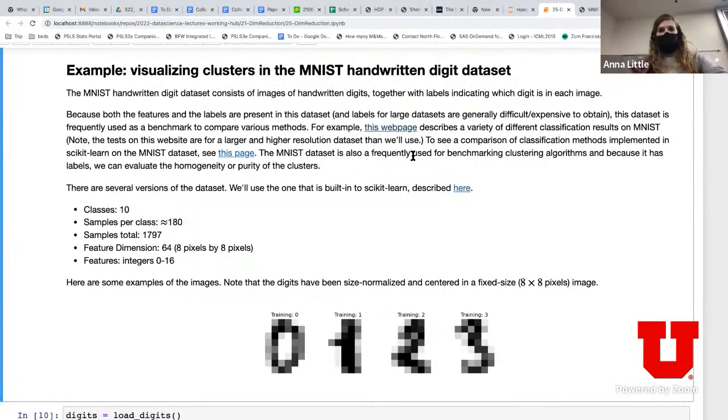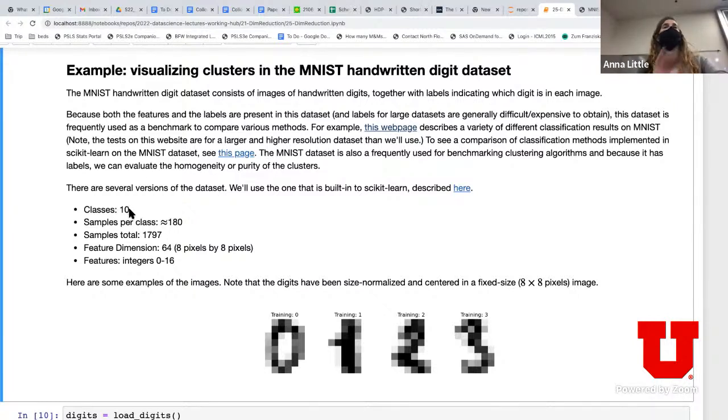That summary is based off of a higher resolution data set than the one that we have been playing with, but it's still interesting for a comparison of classification methods which were implemented in scikit-learn on the MNIST data set. You can check out that link. Okay, so anyway, frequently used for benchmarking. So let's do a little recap here of what this data set looks like.